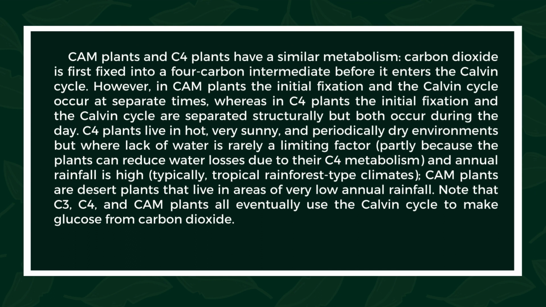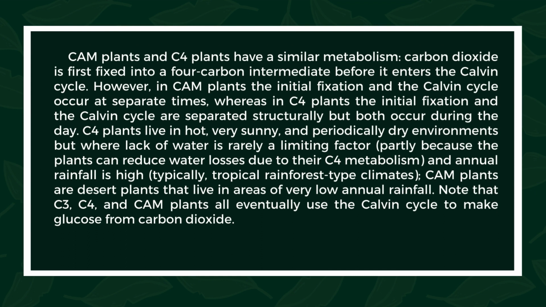CAM plants and C4 plants have a similar metabolism. Carbon dioxide is first fixed into a 4-carbon intermediate before it enters the Calvin cycle. However, in CAM plants, the initial fixation and the Calvin cycle occur at separate times, whereas in C4 plants, the initial fixation and the Calvin cycle are separated structurally, but both occur during the day.